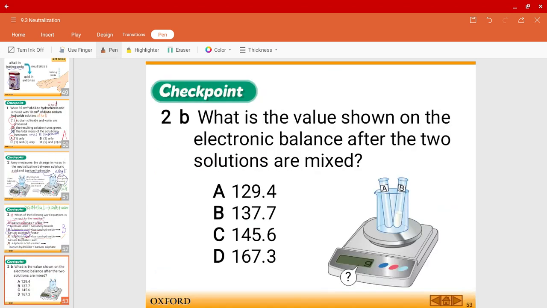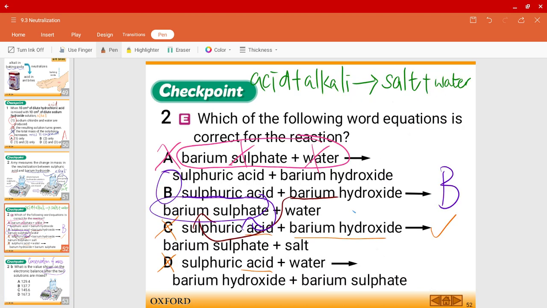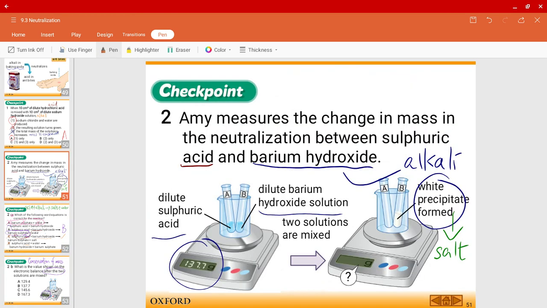Finally, question 2b, what is the value shown on the electronic balance after the two solutions are mixed? After the two solutions are mixed. So remember, I talked about how mass should be conserved, the conservation of mass. So whatever the mass was in the beginning of the reaction should also remain at the end of the reaction, right? So let's go back and see originally what was the mass.